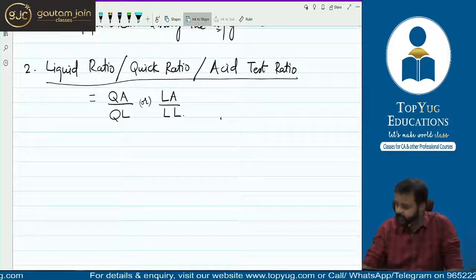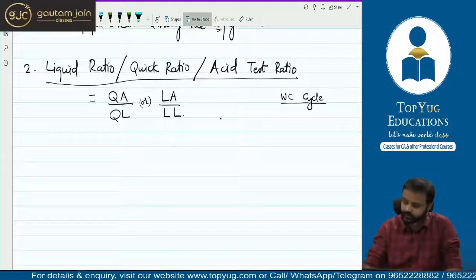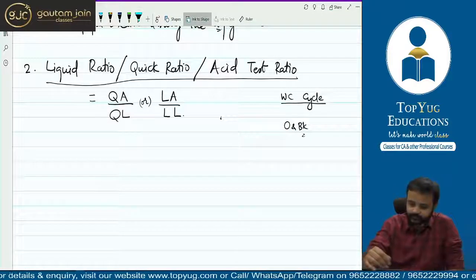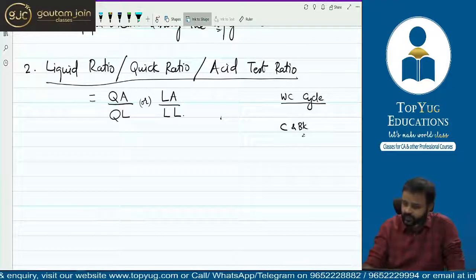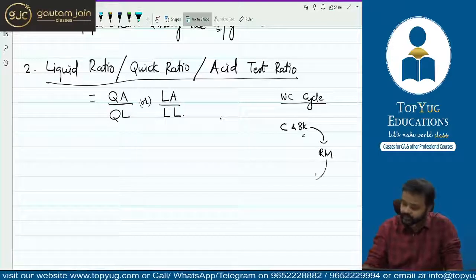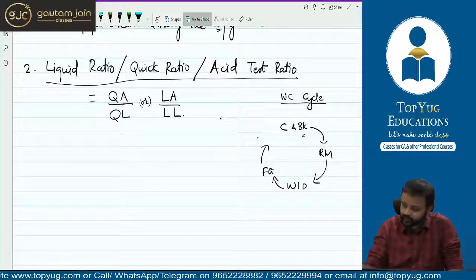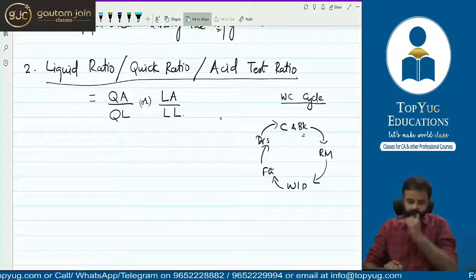So first thing, if you recall the working capital cycle which we have discussed, I'm drawing it again, you may also draw it. Cash and bank gets converted into raw material, which gets converted into WIP, which becomes finished goods. Finished goods get sold, so it becomes debtors or bills receivable. From there it becomes cash again.